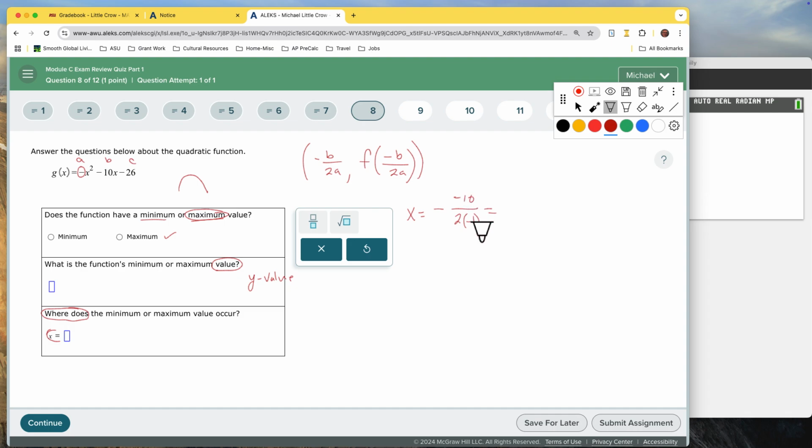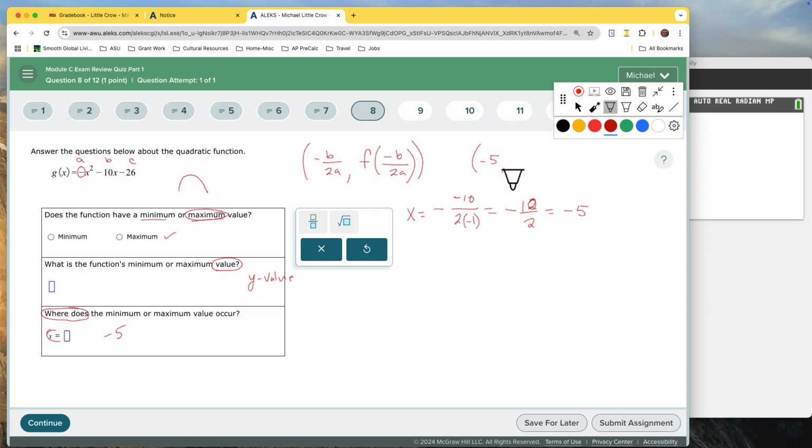We've got a negative over a negative and another negative, so it's still going to be -10 over 2. Those negatives cancel, leaving this one. 10 divided by 2 is 5, so -5. X equals -5. So that's the coordinate we get there.